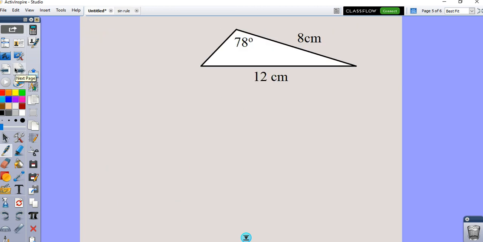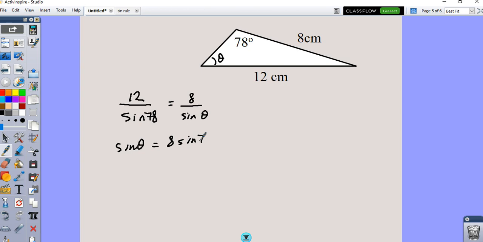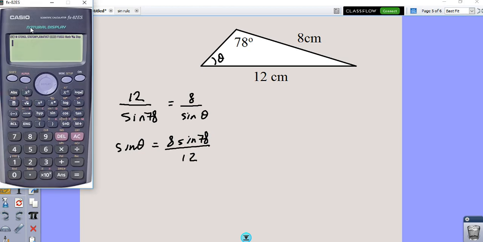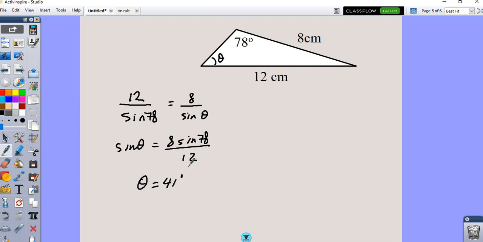Now this may remind you of the triangle in the previous video that we talked about when we introduced the sine rule. In this case, we did not mention that it was ambiguous at all. We proceeded by saying 12 divided by sine 78 equals 8 divided by sine, and let's call it theta in this case, and we found that sine theta equals 8 sine 78 divided by 12, and with the inverse sine, we found that it was, say, 41. So why didn't we say that it was 41 or something else?